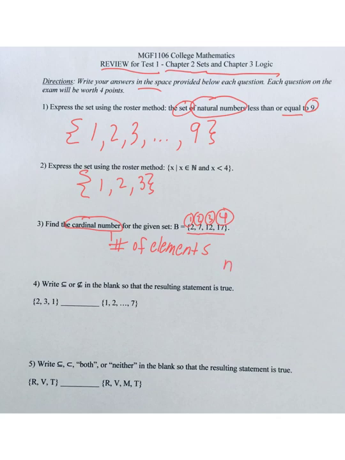So I have little n for number of elements in B equals 4. You don't have to use the fancy notation like I did. I'm just simply looking for the number 4 for the final answer of this one.